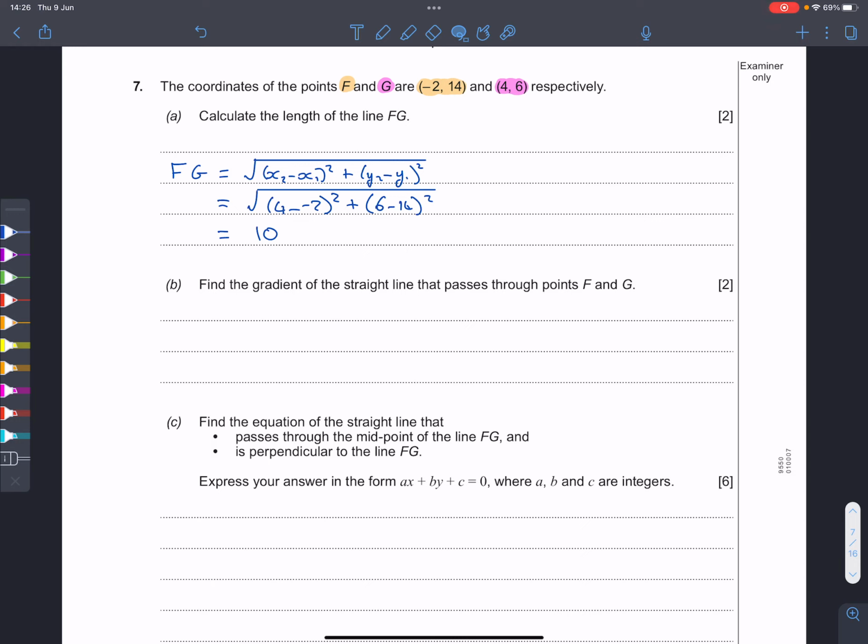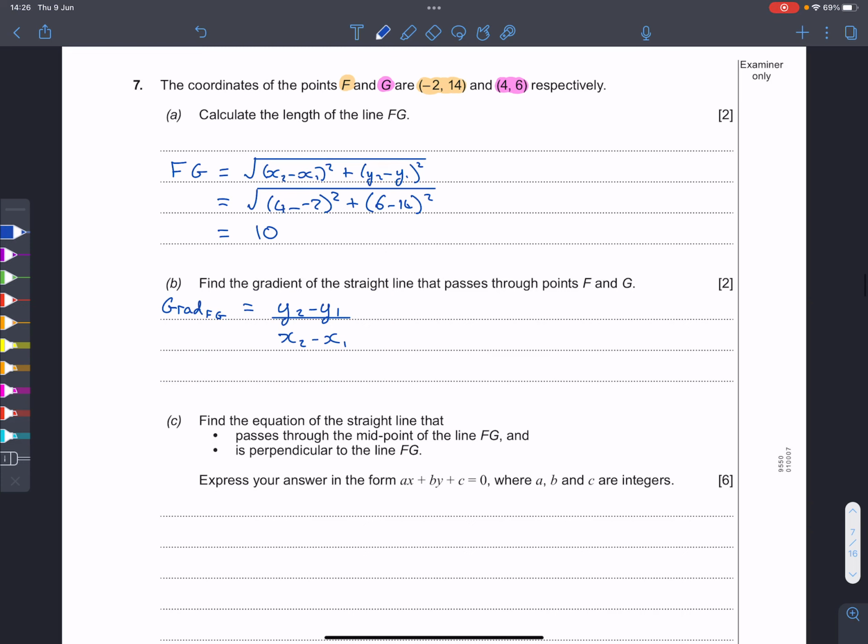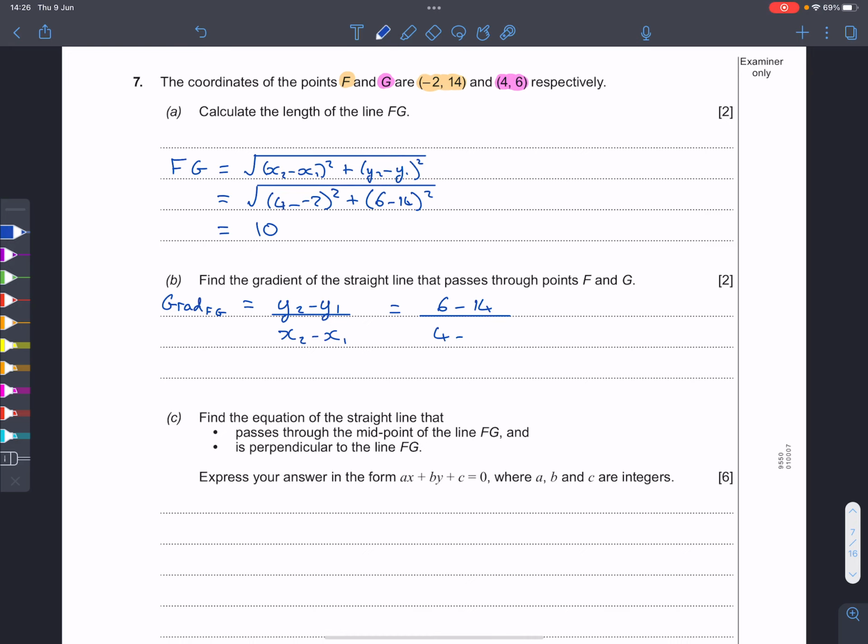Okay, B, we've got to find the gradient of the straight line that passes through the points F and G. So the formula for the gradient for FG is going to be y2 minus y1 over x2 minus x1. So I may as well stick with the y2s and the x2s that we have from last time. So y2 is going to be 6, take away y1 was 14. So we get 6, take away 14, all over x2, which is 4, take away negative 2. So 6 take away 14 is negative.